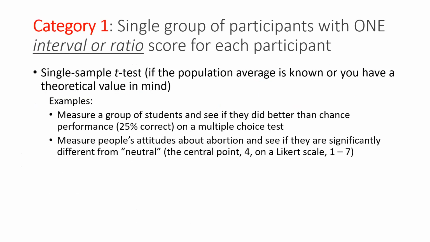So category 1, this is when we have a single group of participants with just one interval or ratio score for each participant. We always, in this situation, will do a single sample t-test if the population average is known, or if you have a theoretical value in mind. So some examples might be if you measure a group of students and see if they did better than chance performance, like 25% correct, on a multiple choice test. You could also measure people's attitudes about abortion and see if they're significantly different from neutral, that's the central point, 4 on a Likert scale from 1 to 7. 4 is the middle, and you could say, are they different from neutral? Are they either positive or negative?